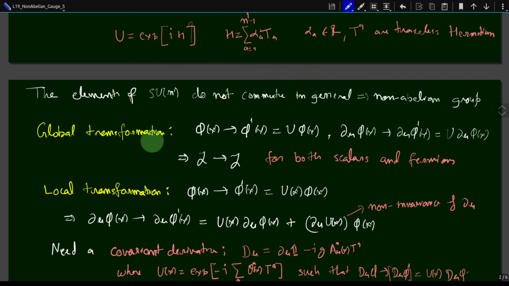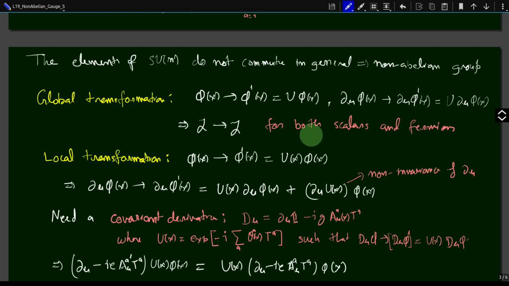So consider a global transformation under this, assuming that this unitary transformation is not space-time dependent. So phi of x goes to phi prime of x given by U times phi, and del mu phi of x goes to del mu phi prime of x given by U times del mu phi, because the del operator doesn't act on U, U being independent of x. And under this transformation, the Lagrangian would be invariant, both for the fermions and the scalars.